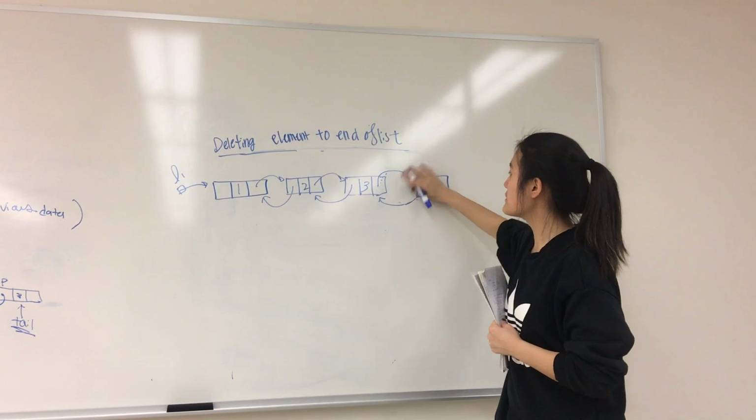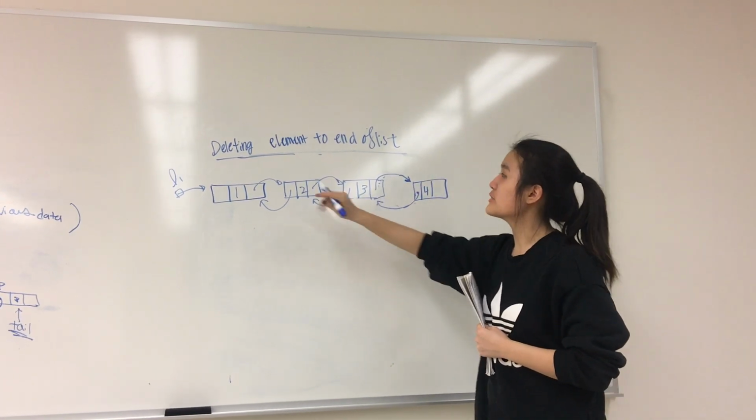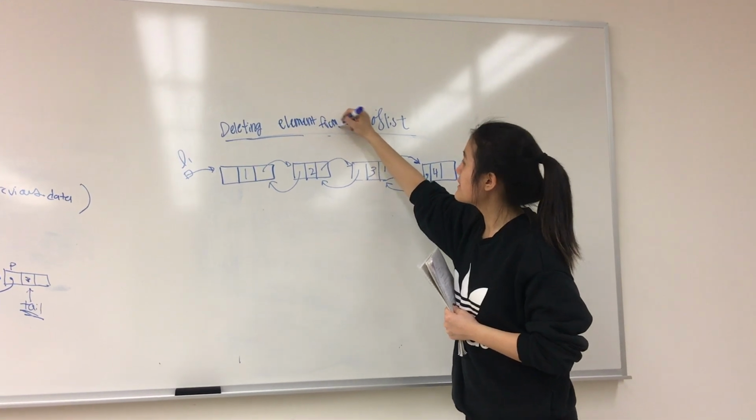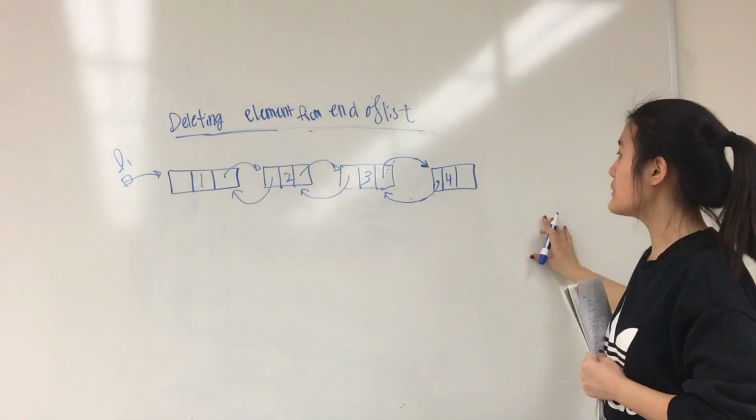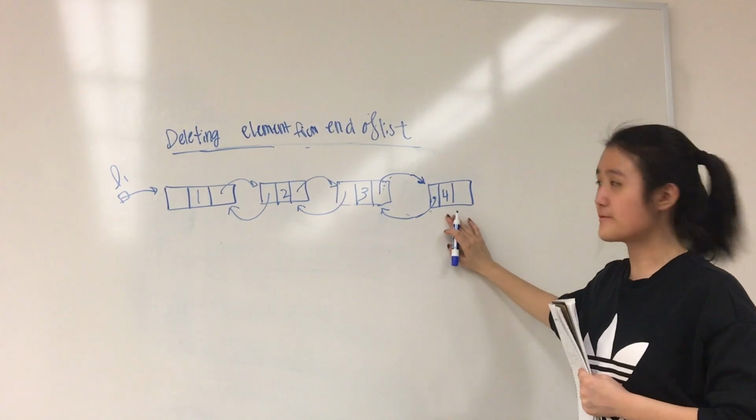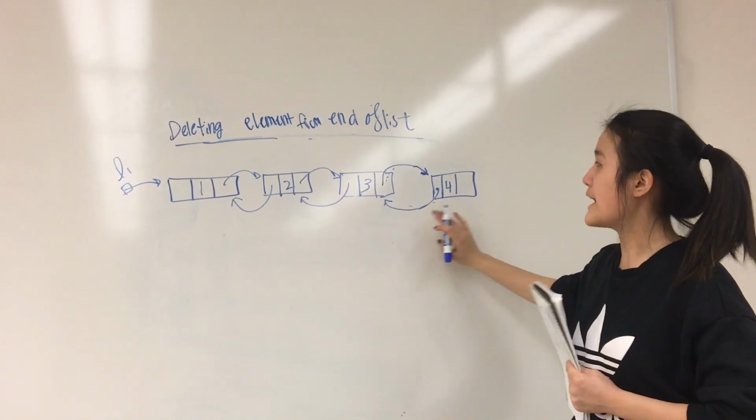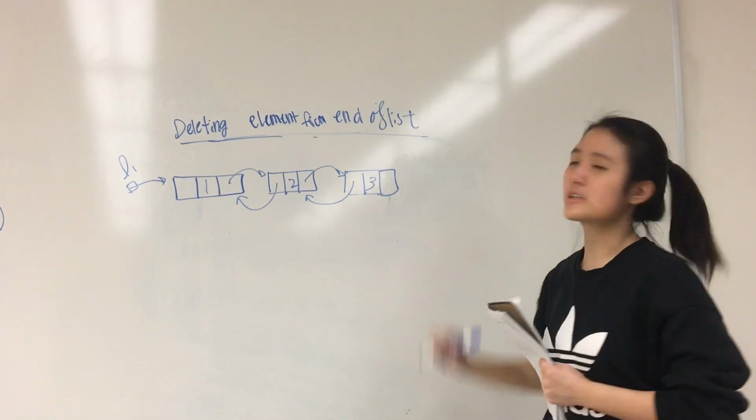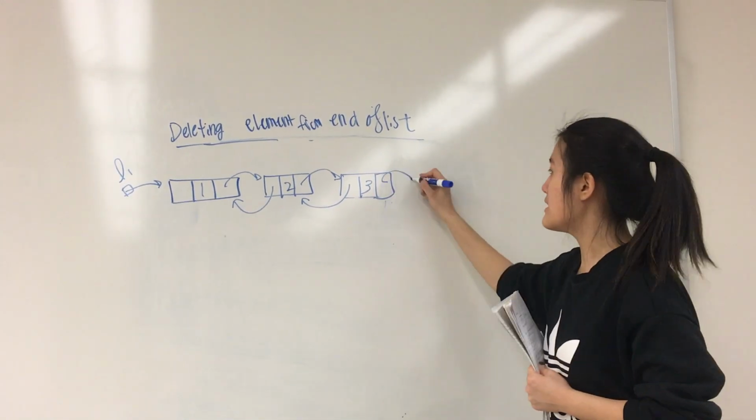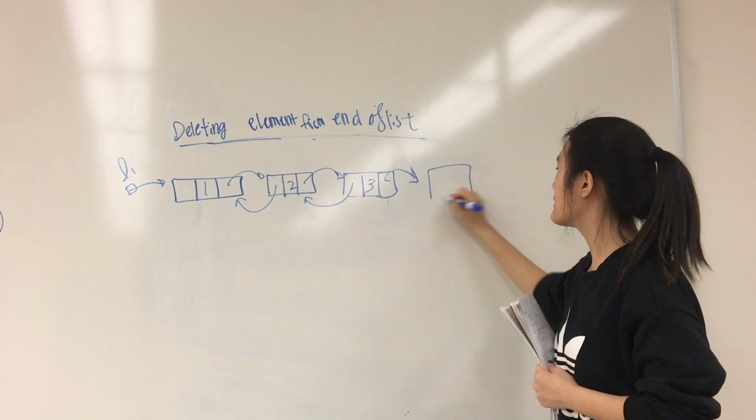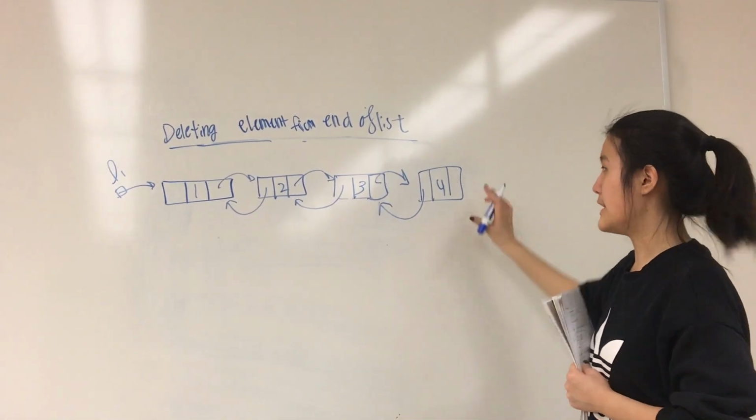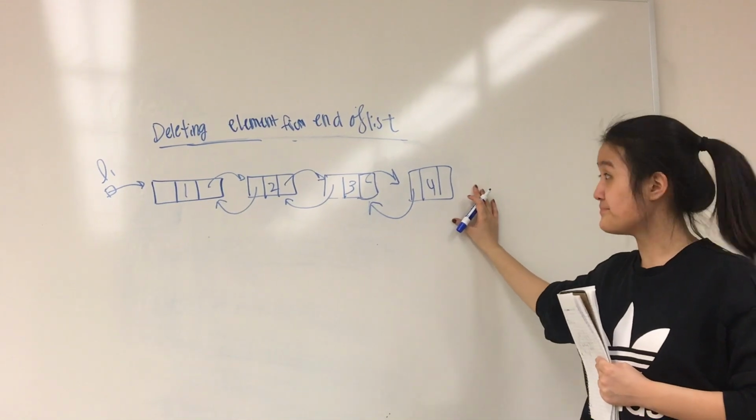Okay, so now we're going to be talking about how you can delete an element from the end of the list. So what we want to do now is get rid of this 4, and the last node has to be 3. So we want the original one back, which is, we want to make it look like this. But right now, we currently have a list of 4 elements with the last node having a data 4.